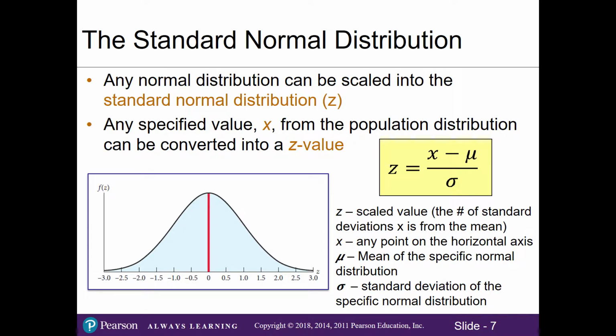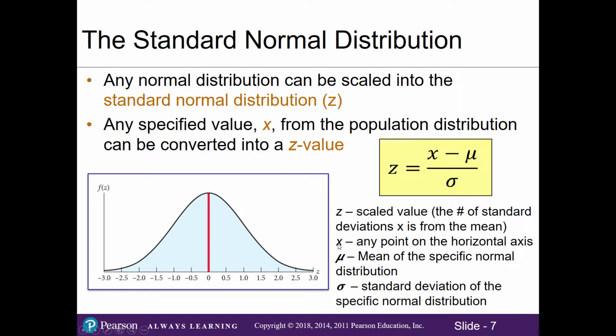Any normal distribution can be converted into a standard normal distribution or z-value. You did this in Chapter 3. If I take a particular x and I have my mean and my standard deviation, I can convert it to a z-value. The z-value is the scaled value or the number of standard deviations that x is from the mean. Our normal distribution has a mean of 0 once it's converted and a standard deviation of 1, and we can go up in increments of 1. The horizontal axis here is in z-values, and anything above the mean on the right side here will be positive, and anything on the left side of my mean will be negative.